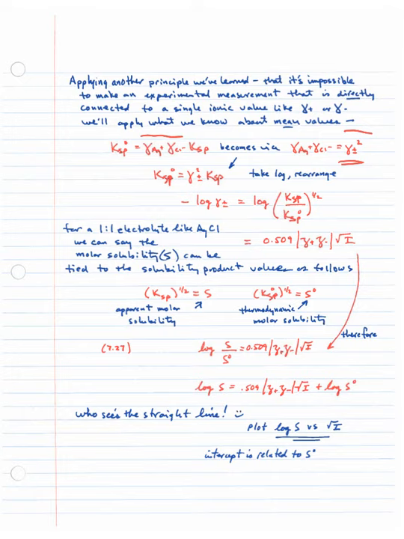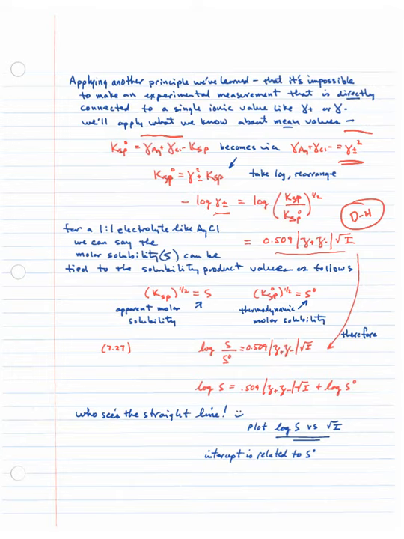And so you end up getting an expression that is similar to the one that we had for Debye-Huckel. So we had an expression for Debye-Huckel that connected mean activity coefficients with this term here in the limiting law, and now we can equate that to this ratio of equilibrium constants. So for a one-to-one electrolyte like silver chloride, we can say that the molar solubility, the amount of stuff that dissolves, can be tied to the solubility product.